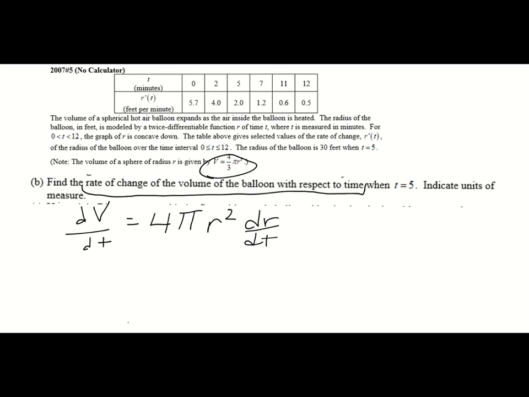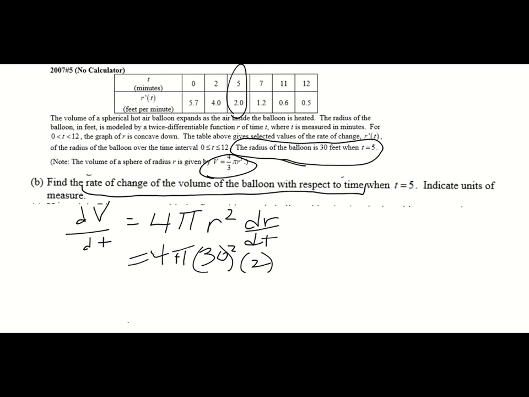And when time is 5, we're supposed to figure out what that is going to equal. Well, there's not really a place to plug 5 into this equation. However, when time is 5, we know that the radius is 30. That was given in the problem. So we can substitute 30 for the radius, and we know that the rate of change of the radius over time at time 5 is 2, because that is also given in the table. And then we're going to work this out.